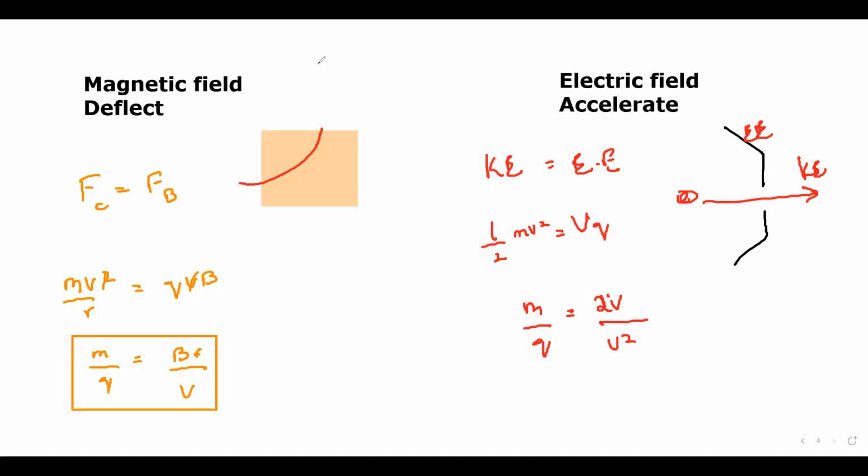So using this, we can also work out the mass to charge ratio, because the mass to charge ratio is used to identify the particle. So if an electric field is used, the mass to charge ratio is twice the voltage divided by speed squared. And if a magnetic field is there, then it is equal to BR over v. Is it clear, this one? The two formulas?